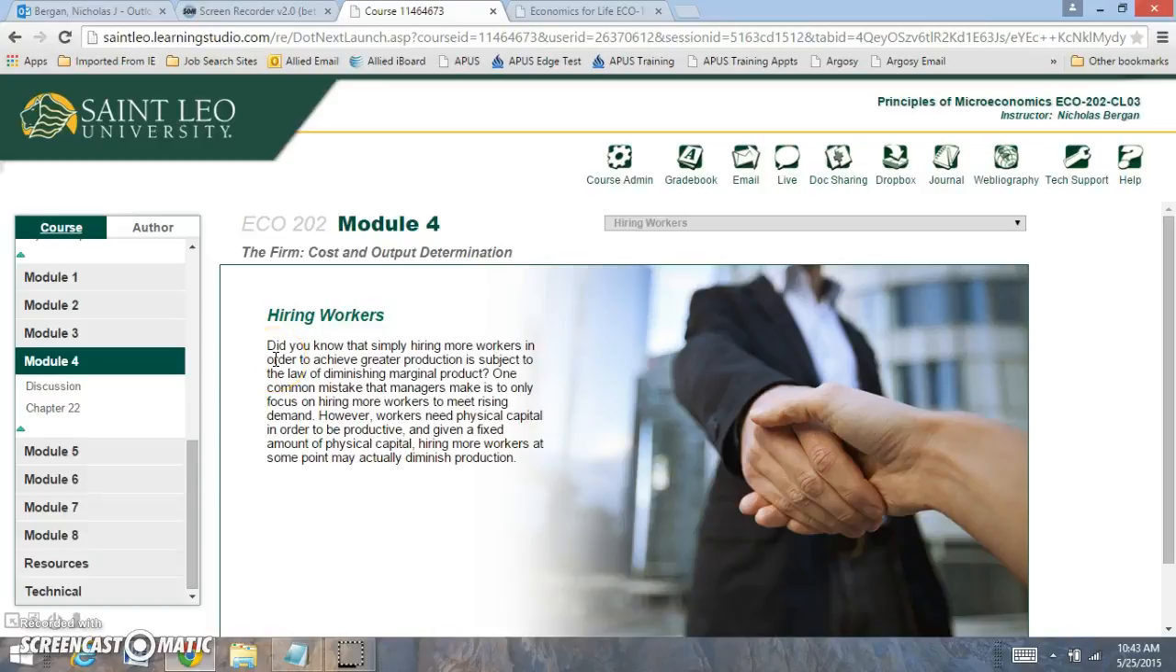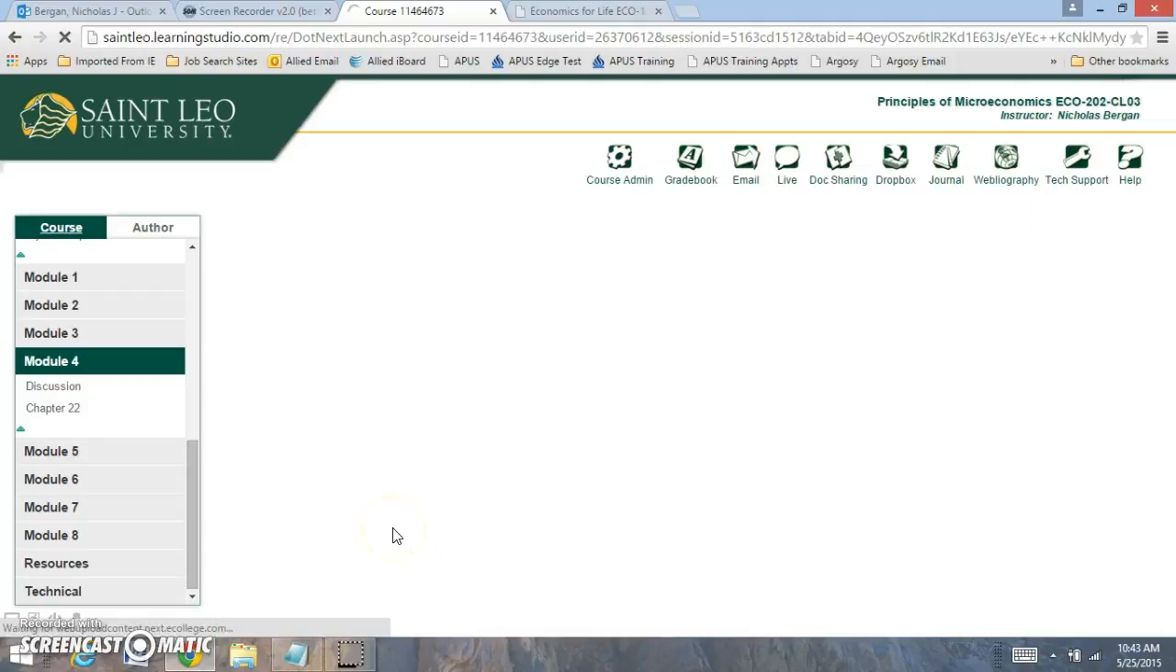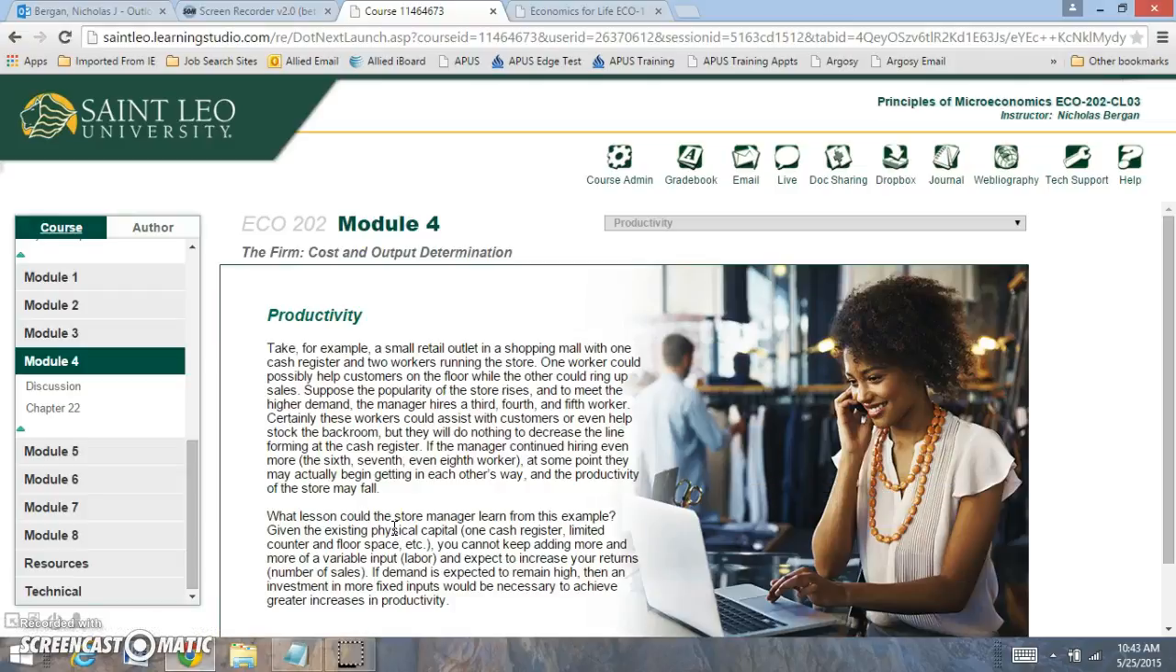In Module 4 we're going to be focusing on Chapter 22, which is looking at the firm and output decisions. You'll notice this will be a very important section because the firm will make decisions on what is the best way to produce. You'll notice that firms will be focused on the role of productivity. Productivity is looking at how much a worker produces per hour, and we measure that based on their output.